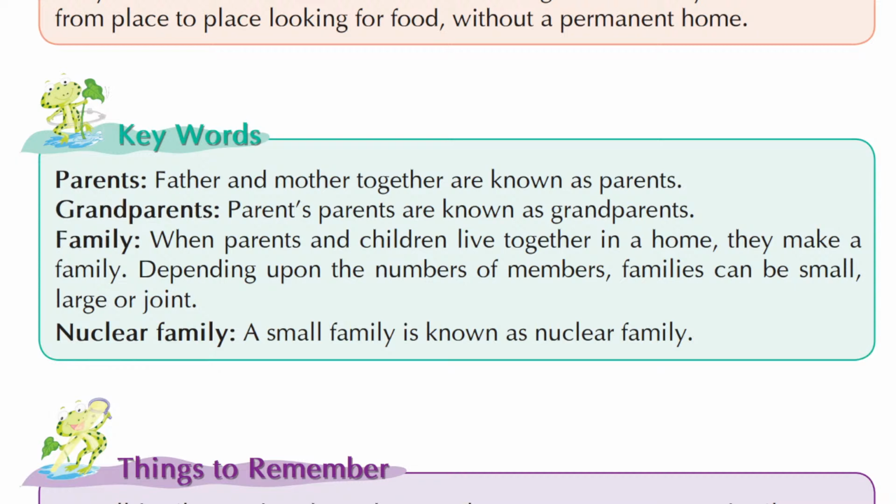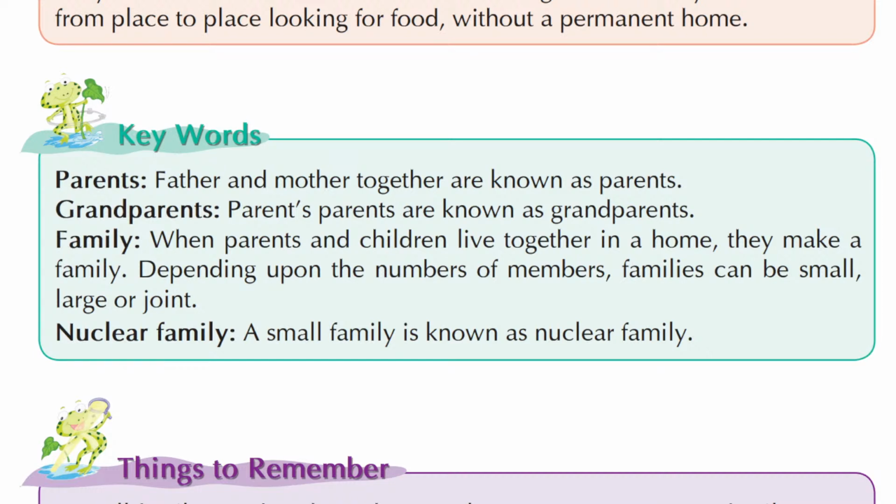Family: when parents and children live together in a home, they make a family. So what is a family? Family means parents plus their children. They have to live together in a home, and they make a family. Depending upon the number of members, families can be small, large or joint. Nuclear family: a small family is known as a nuclear family.